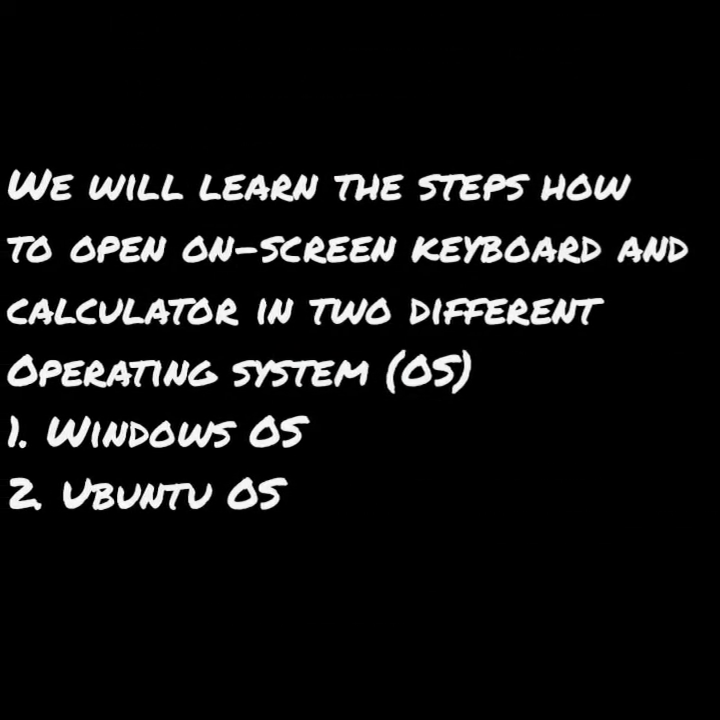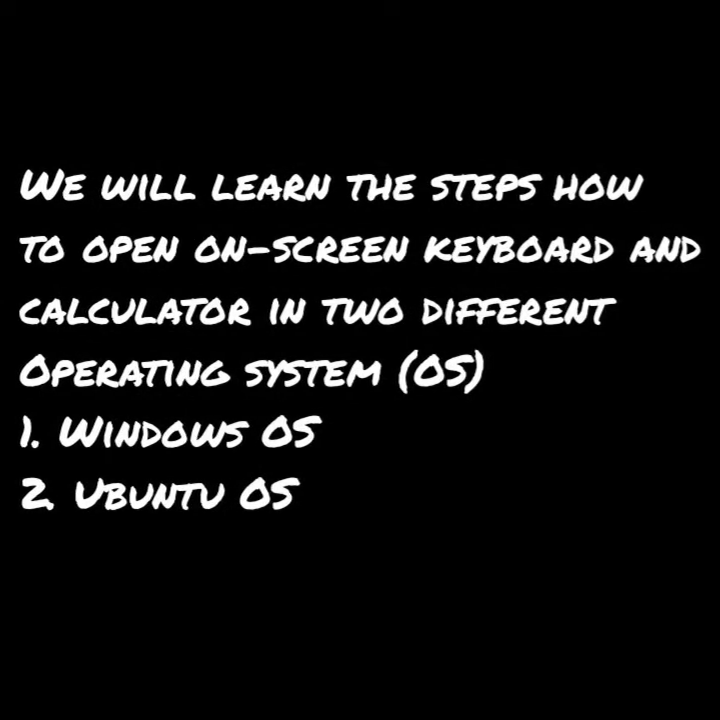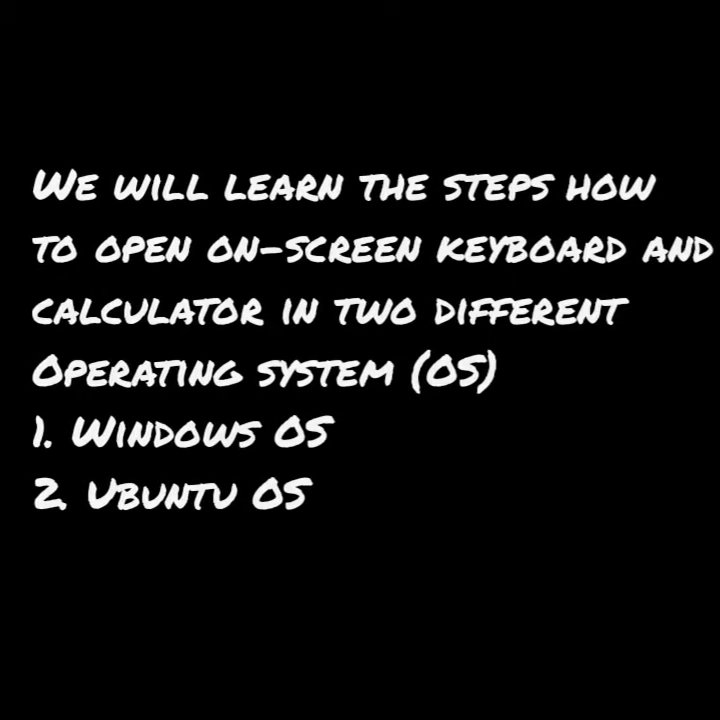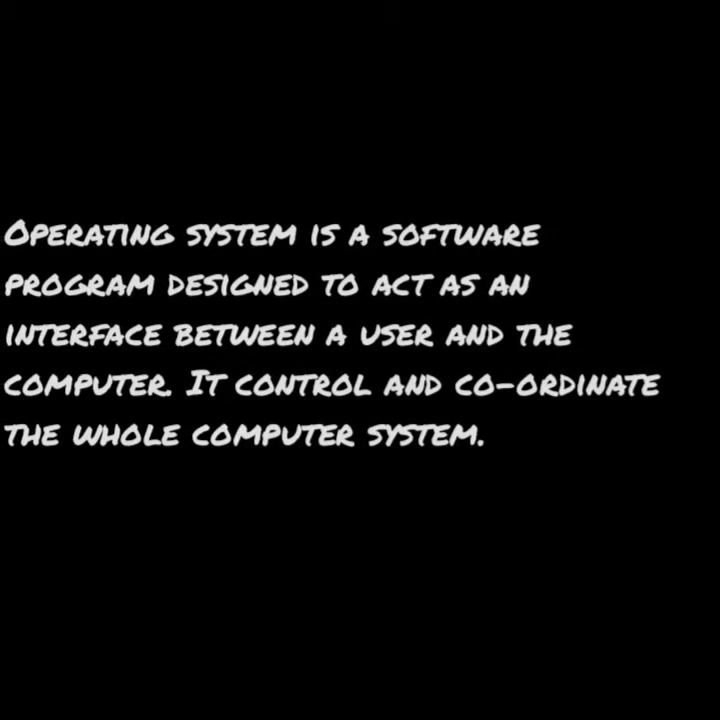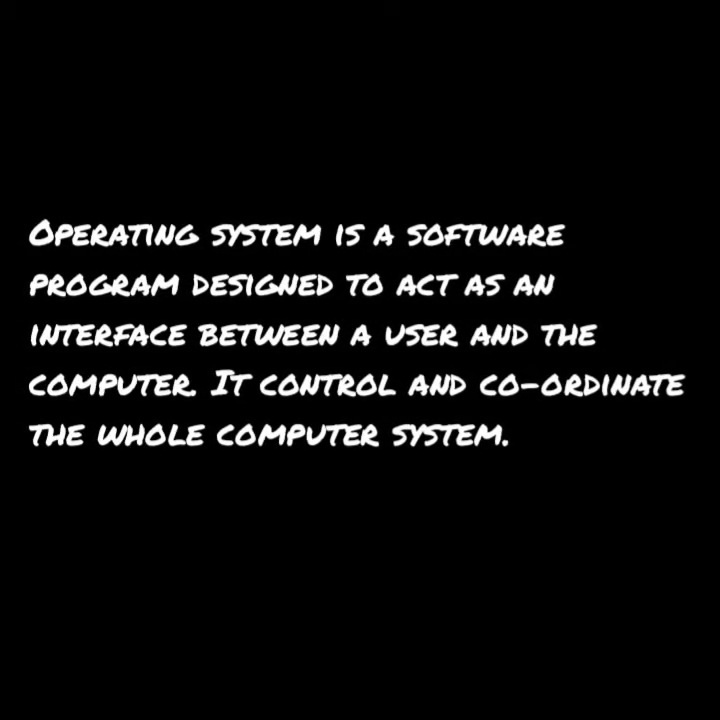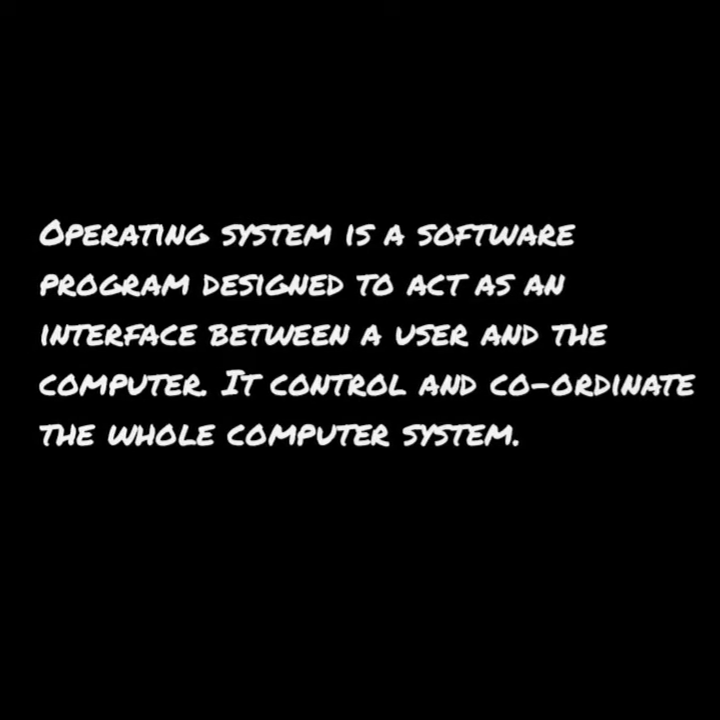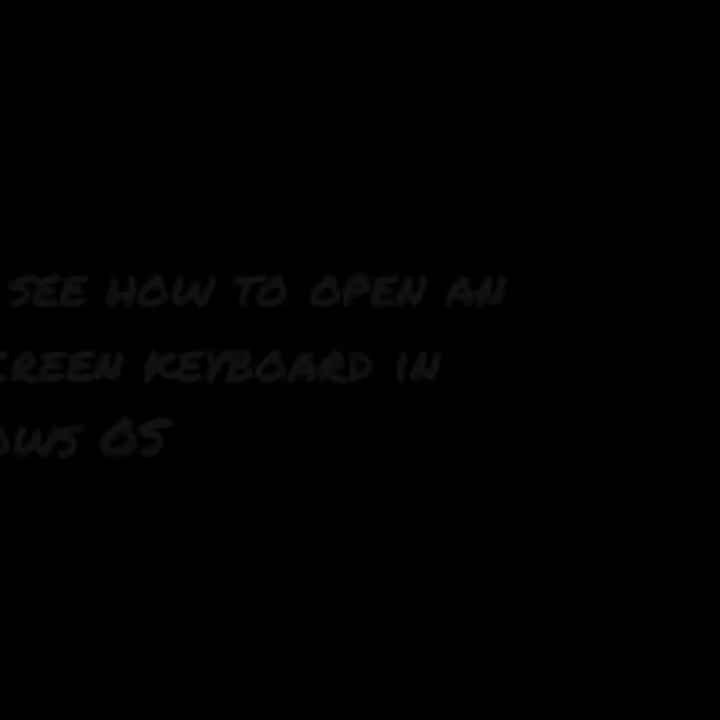So we will learn the steps how to open on-screen keyboard and calculator in two different operating systems. One is Windows operating system, another one is Ubuntu operating system. So students, what is an operating system? It is a software program designed to act as an interface between a user and the computer. It controls and coordinates the whole computer system, okay?